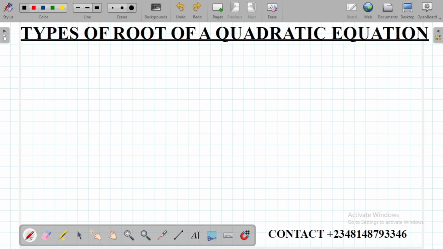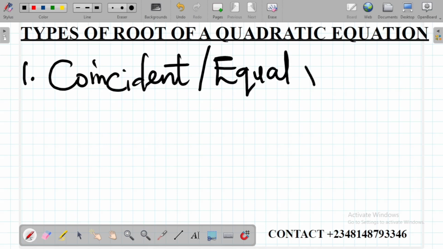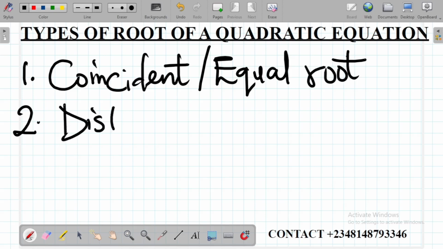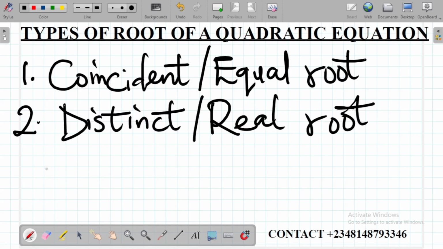In today's class, we'll be dealing with types of roots of a quadratic equation. There are three types of roots of a quadratic equation. The first in my list is the coincident or equal root. And then secondly, we have the distinct or real root. And then thirdly, we have the complex or imaginary root.